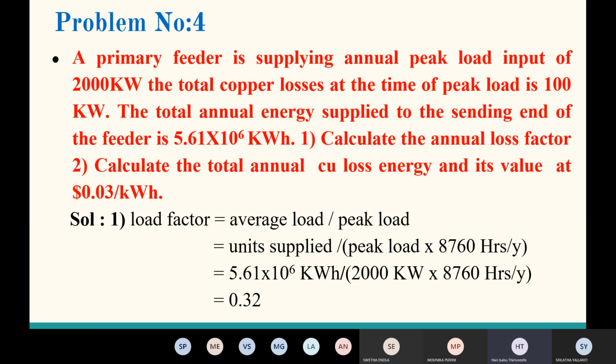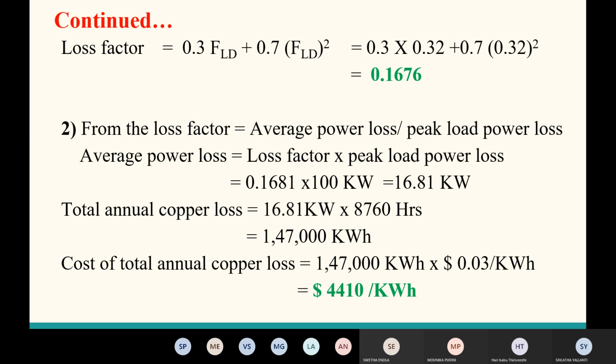Now the loss factor. By using the approximation formula, loss factor is equal to 0.3 times the load factor plus 0.7 times the load factor squared. So 0.3 into 0.32 plus 0.7 into 0.32 squared. The value is the same as in the previous problem, 0.1676, otherwise 0.168.